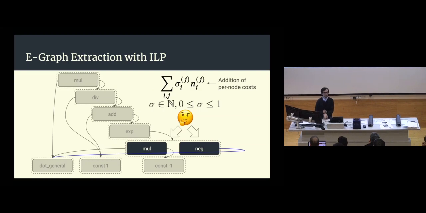It should be expressible in an ILP. And the naive implementation of that just means that each of these nodes has a certain cost. So multiplication will have a cost of 4 and negation will have a cost of 1. So if I just add up the cost of everything I've chosen, I get a good number. Sounds good, but does not work very well in the case of fusion.